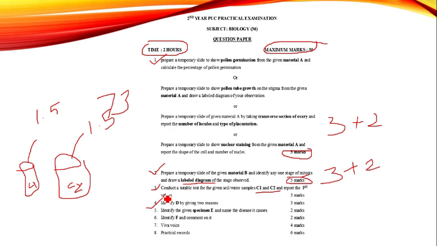Next, question number 4: Identify D by giving 2 reasons. This is 3 marks. Here you have to identify the D which is given. Again, in this video itself I will say what D is and what they will give for D. That is 3 marks.